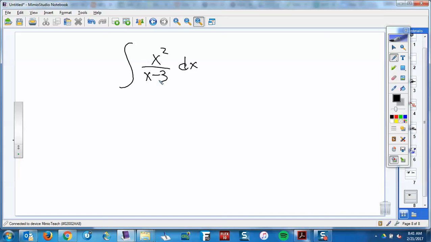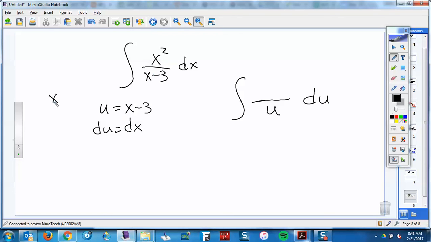Well, what happens is if you let u equal the bottom, which happens a lot of the time, the bottom becomes our u. The du here would just be 1 dx, so the dx is the same as du, and then we got this x squared. Well, we would solve this, so x would equal u plus 3, so this would be u plus 3 squared, right? Well, u plus 3 squared is u squared plus 6u plus 9 over u, and now we can split it apart. We might have done one very similar to it.